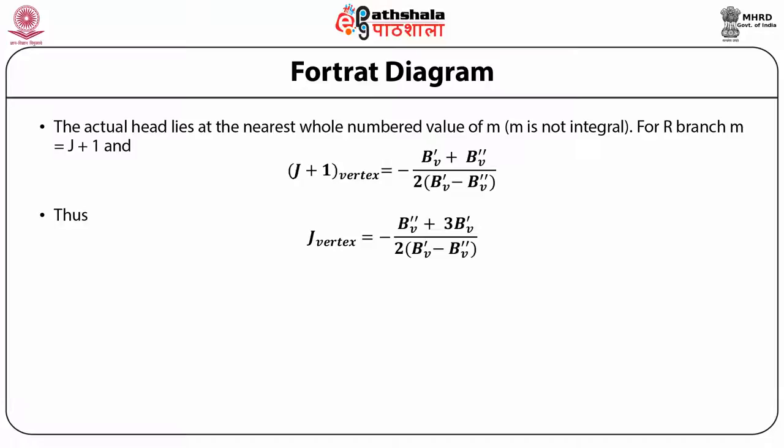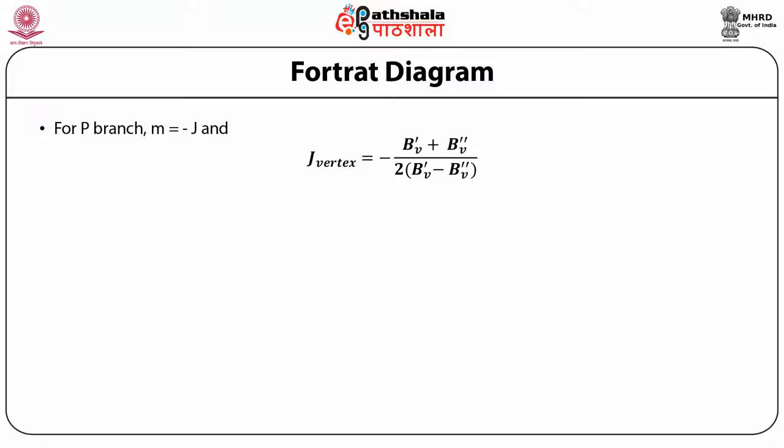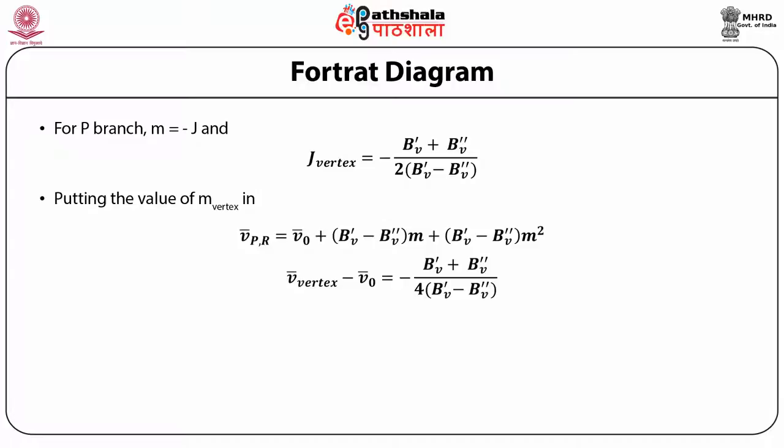For P branch, m is equal to minus j, and j vertex is equal to minus b nu prime plus b nu double prime divided by twice b nu prime minus b nu double prime. Putting the value of m vertex in the equation of the frequency of P and R branch, nu vertex is equal to nu naught minus b nu prime plus b nu double prime upon 4 b nu prime minus b nu double prime. Transposing nu naught to the left.